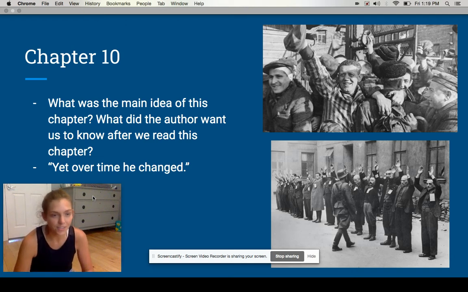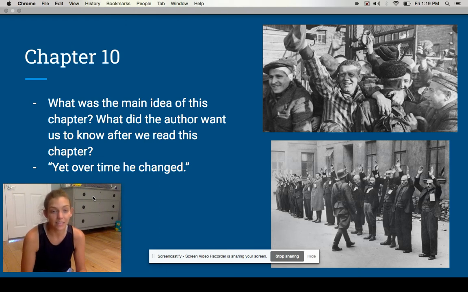We have some pictures here, and the title of our chapter gives us as readers a little bit of hope. The title of chapter 9, which we just read, was Living in a Nightmare. Not very much hope there. But in chapter 10, the title's War's End, right? So that means that the war is going to end.